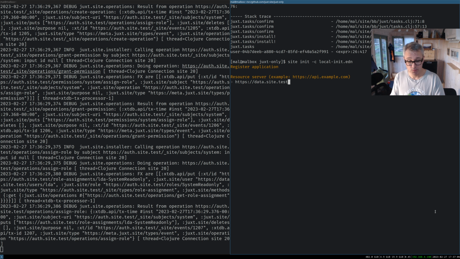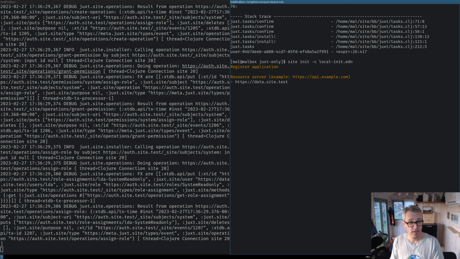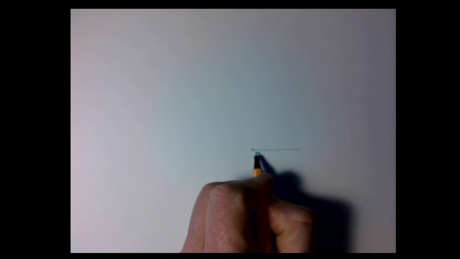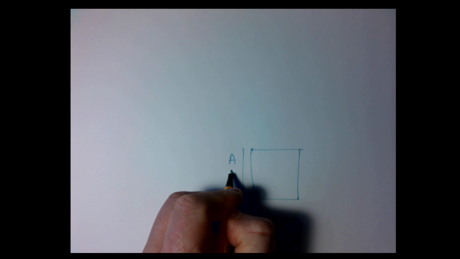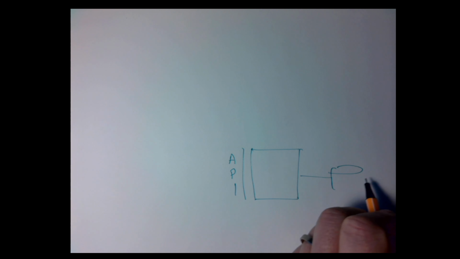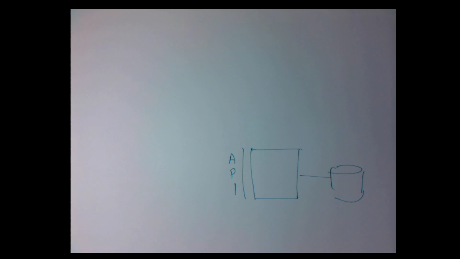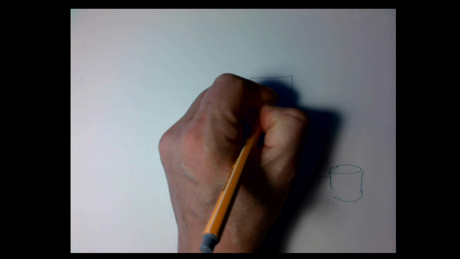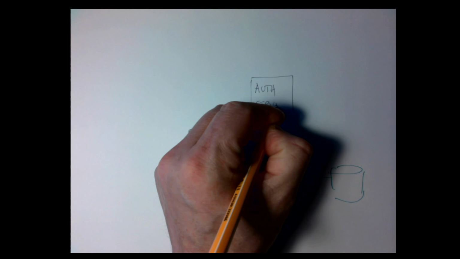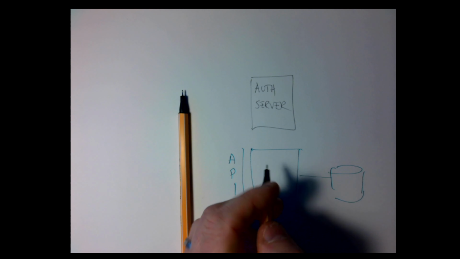Now let's just remind ourselves what an OAuth 2 resource server is. Let's go to our diagram. A resource server is something that exposes an API. So usually it's attached to a database. What will happen is that we'll have an authorization server, and this is the resource server here.